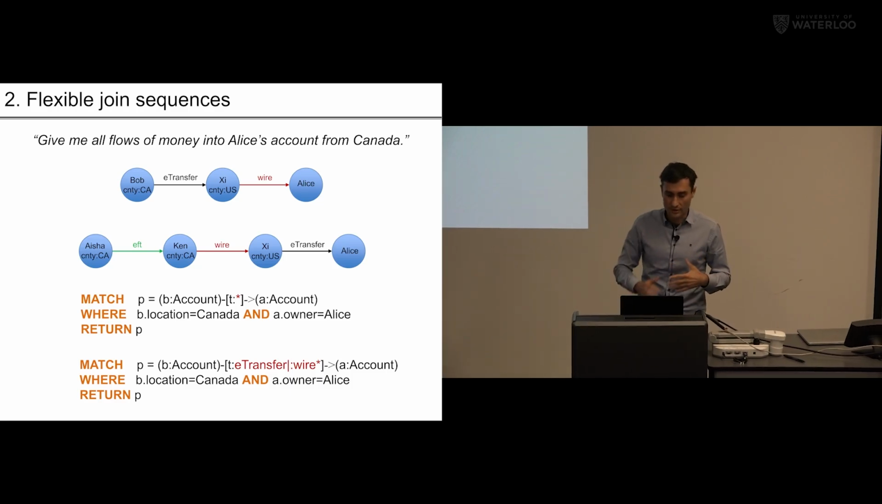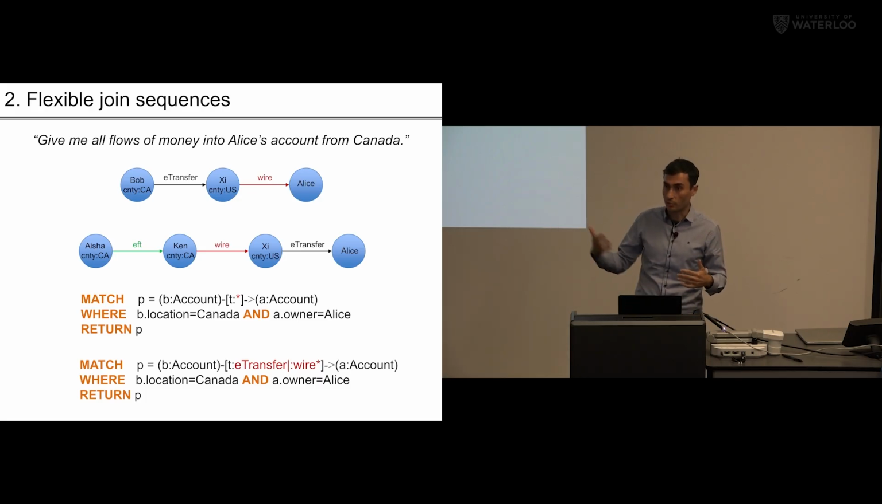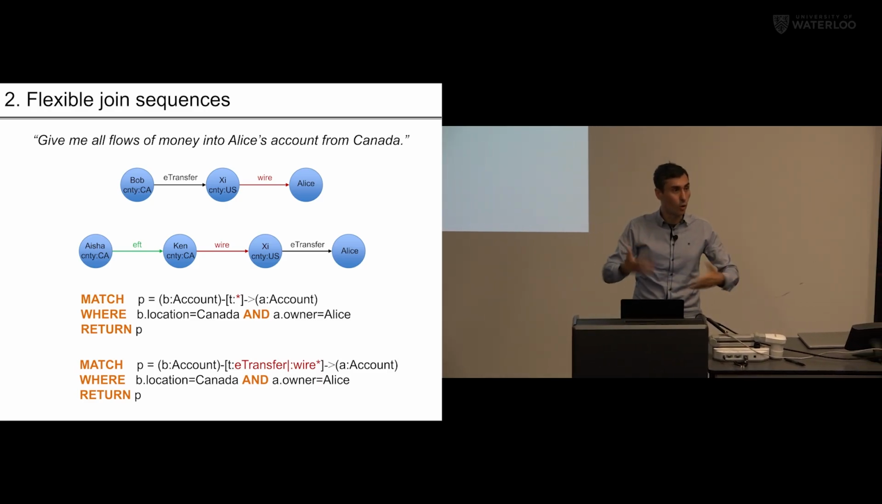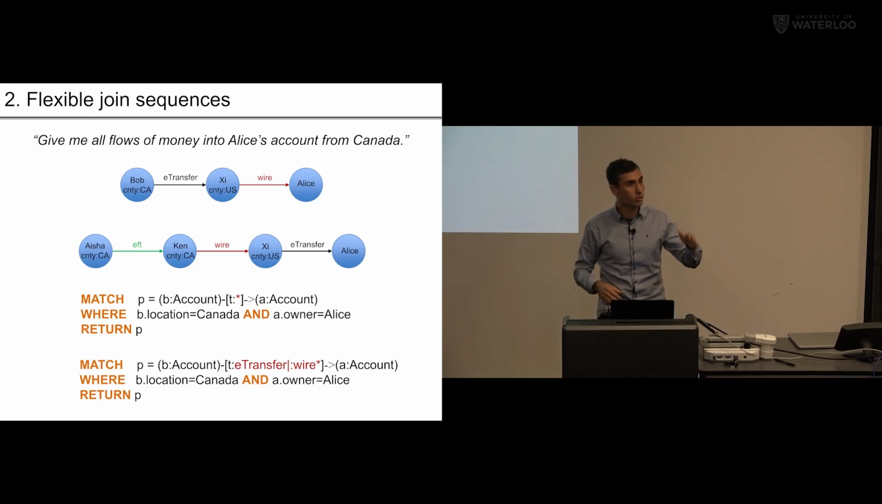A second usability advantage is that it allows users to ask flexible join sequences. So if you ask, for example, give me all flows of money into Alice's account from Canada, now you're no longer interested in sequences of e-transfer edges, but in all combinations of paths that might flow into Alice's account. So maybe e-transfers followed by wire, or EFTs followed by wire, followed by e-transfer, and so forth. There's again a very nice way to ask this in a query language like Cypher, where you just omit the type of the edge in the relationship pattern between the two accounts, which instructs the system to take all combinations of joins that you can do across these sets of records, and it will do it automatically for you. To do something equivalent in SQL, and in this case the query is recursive, you'd have to specify for each possible depth of your recursion, for each possible type of join, which would be very painful.